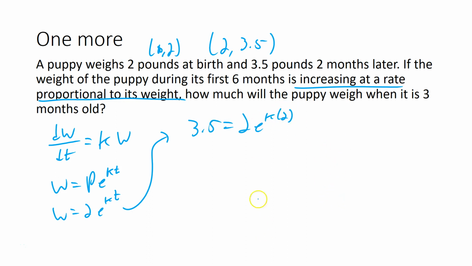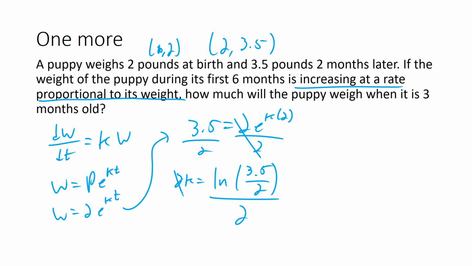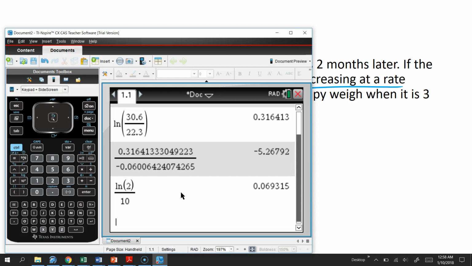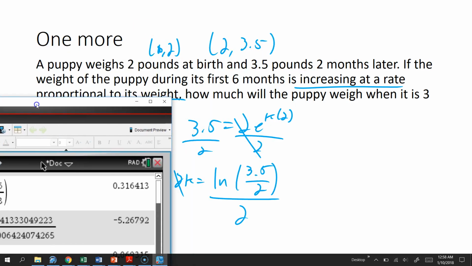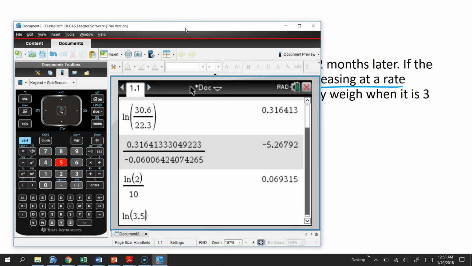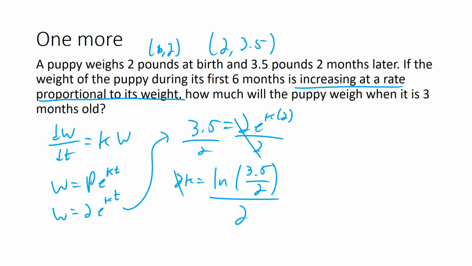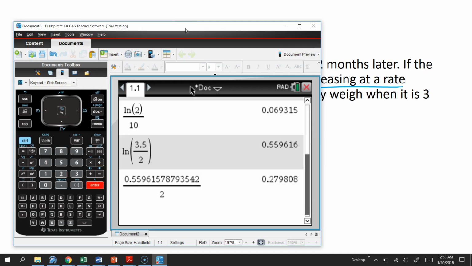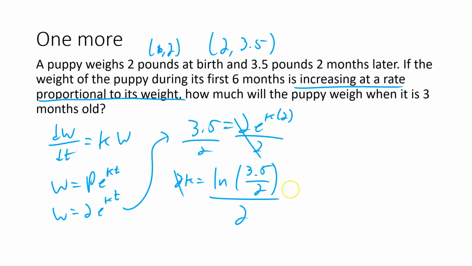So now I can solve for k. Divide both sides by 2, take the natural log, and then divide by 2. Let's take that a little slower. We have 2k equal to the natural log of 3.5 over 2, and then we divide by 2. To our calculator. Oh, come on. We've got the natural log of 3.5 over 2, and then we divide that by 2. That gives 0.279808.